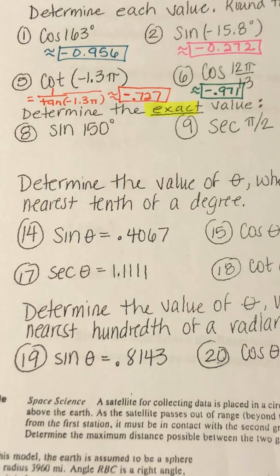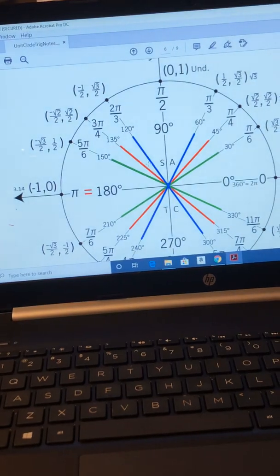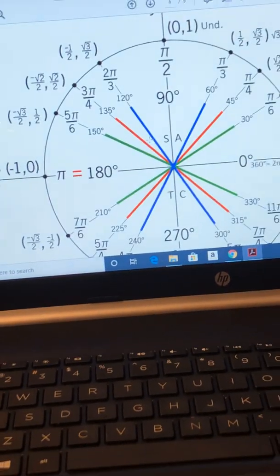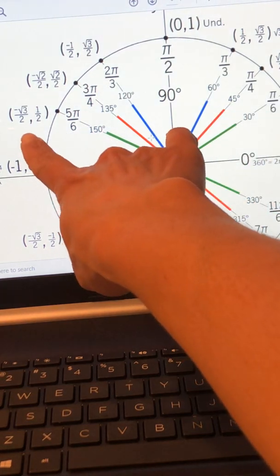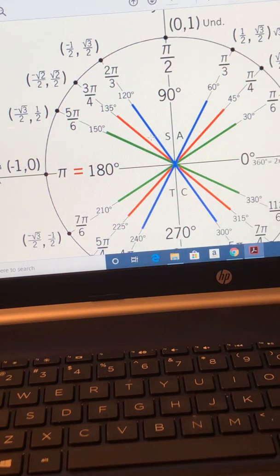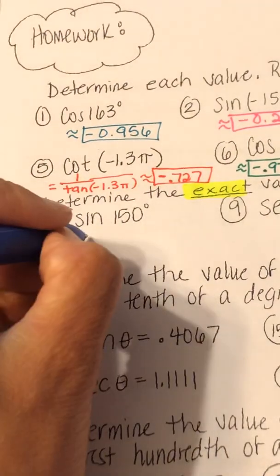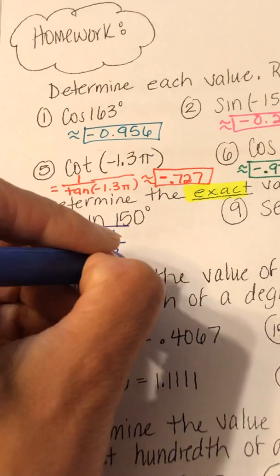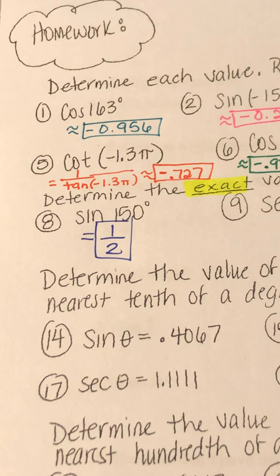Here we go. So sine of 150. There's my unit circle, and 150 degrees is right here. I see the cosine is negative square root of 3 over 2, and the sine is 1/2. So the sine of 5 pi over 6, or 150 degrees, is 1/2. On my paper, I'm going to put equals 1/2. So when you use the unit circle, you just have the answers right there. You just have to know where to find them.